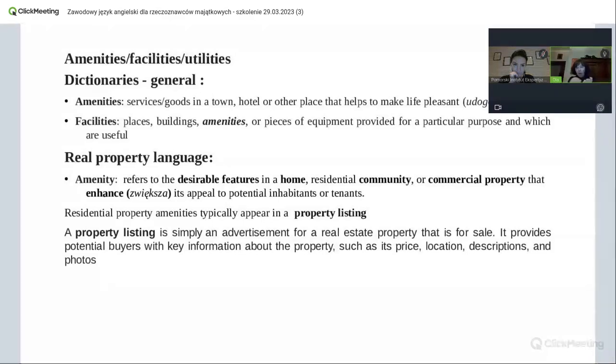In a second, we will focus on different types of amenities, but before we do this, I would like to explain the expression a property listing. A property listing is not in the valuation report. As it is explained here, it is an advertisement for a real estate property that is for sale. They do not say property advertisement, it's property listing. And many times people just check, for example, what price is given in a property listing, right?